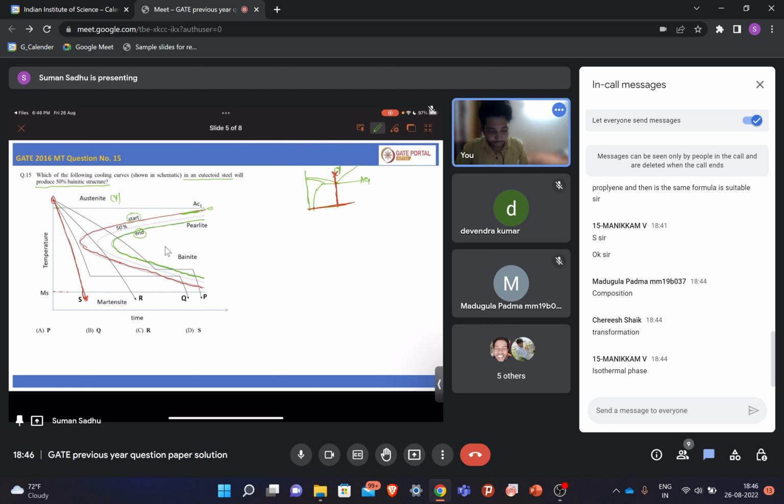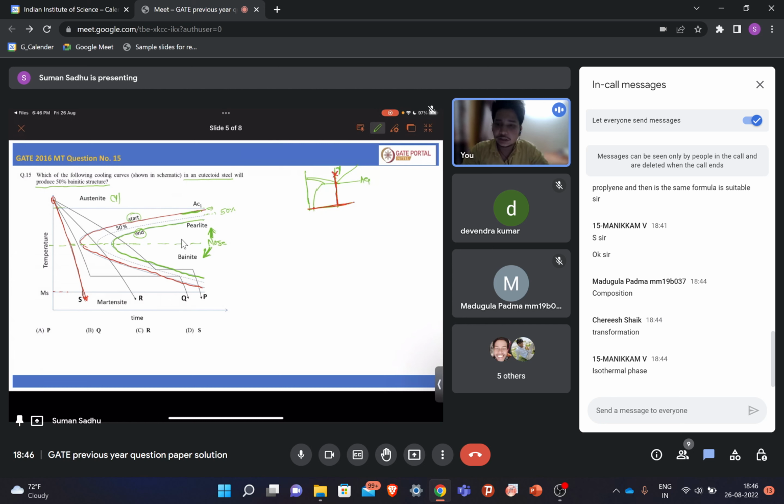Now this dotted line is showing the 50% transformation curve, right? And this part is known as the nose of the C curve. Above the nose, we will get pearlitic morphology, and below the nose, we will get bainitic morphology.